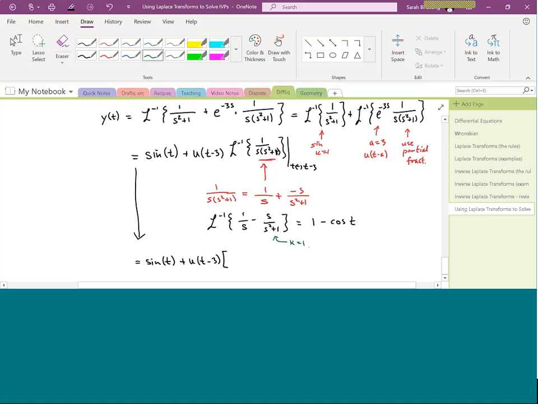So put this all together. This is the answer that we need to plug into the bracket. It's right here multiplying by the step function, except wait a second, no it's not. Everywhere there's a t, we're going to replace it with t minus a, or t minus 3. So when we put this in, we'll have 1 minus cosine of t minus 3. And bam, that right there would be your final answer.